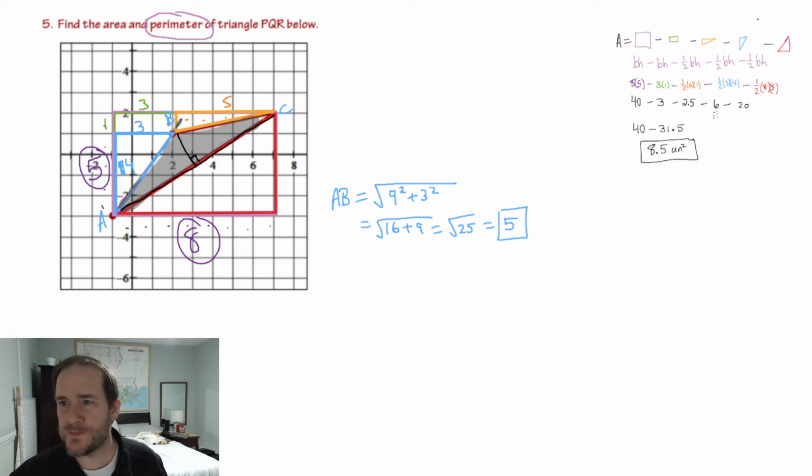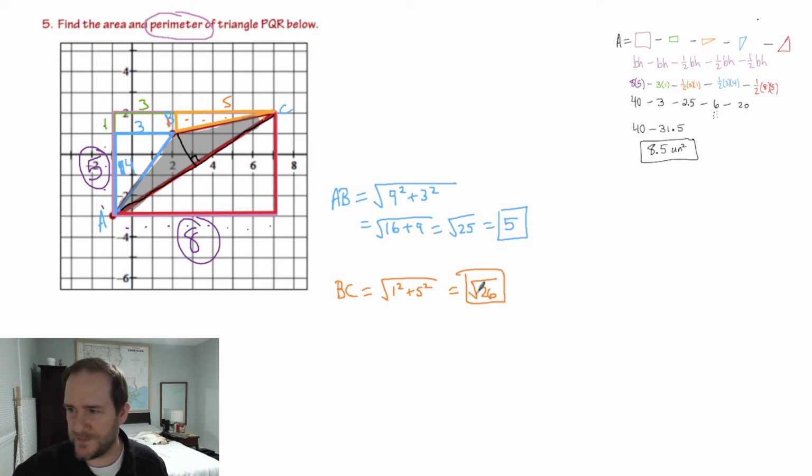In orange, that's BC. So that's going to be the square root of those two sides, which is 1 by 5. So just 1 squared plus 5 squared. That's just going to be 1 plus 25. So that's going to be the square root of 26, which is just a little bit bigger than 5.